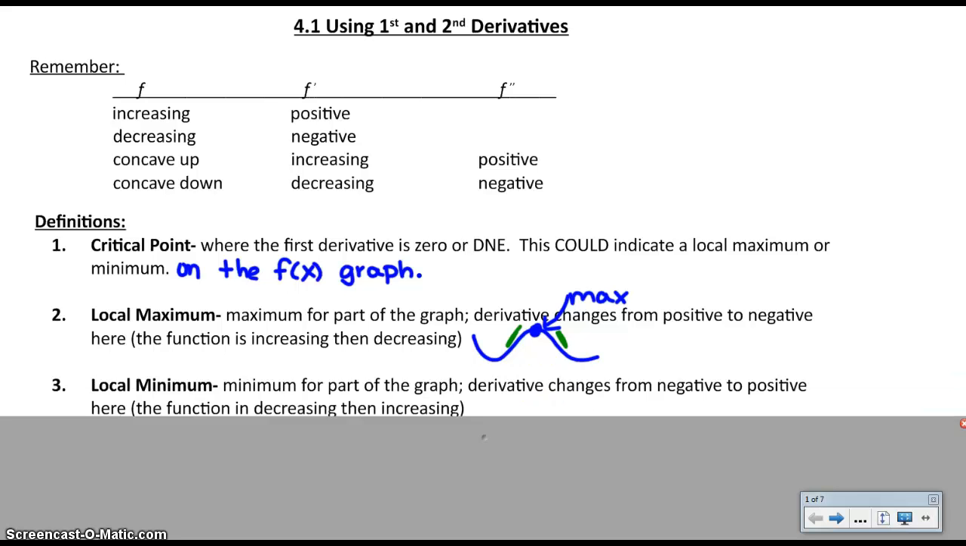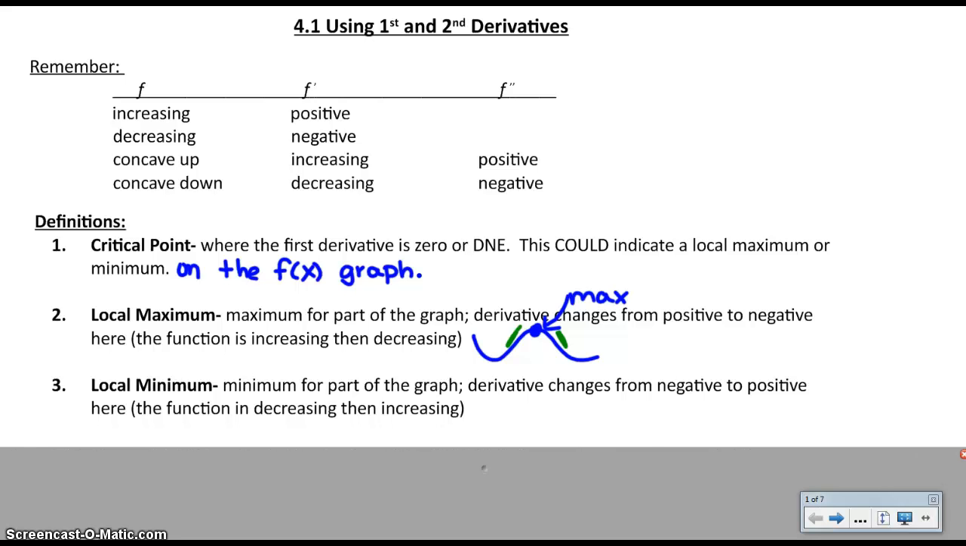So in reverse, a local minimum is a minimum for part of the graph. So if we looked at this graph, a local minimum would be here. It's kind of that valley shape, that U shape. And that's where the derivative changes from negative to positive.